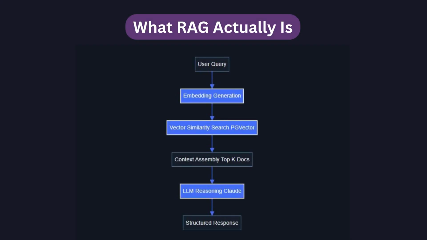What RAG actually is? RAG is a pipeline that connects retrieval with generation. First, the user query is converted into an embedding. Then vector similarity search retrieves the most relevant documents using PGVector. These documents are assembled as context. The LLM then reasons over this context and generates a structured response. Key components include embeddings, vector search, context assembly, LLM reasoning, structured output, and grounding in real data. RAG combines retrieval and reasoning, where retrieval provides facts and the LLM provides understanding and synthesis.